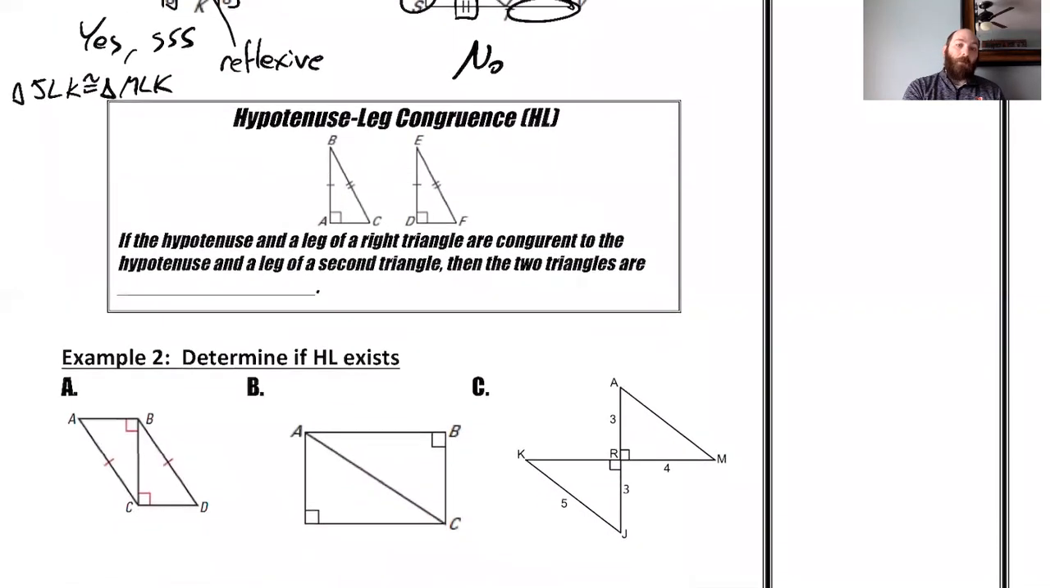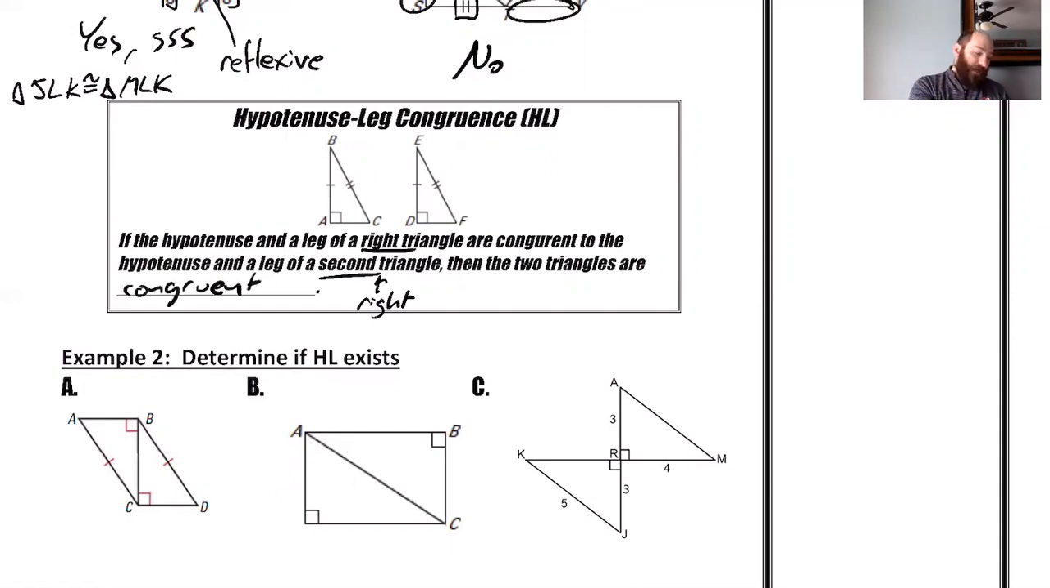The next one is called hypotenuse leg. So hypotenuse leg is if the hypotenuse and leg of a right triangle are congruent to the hypotenuse and leg of a second right triangle, then the two triangles are congruent.